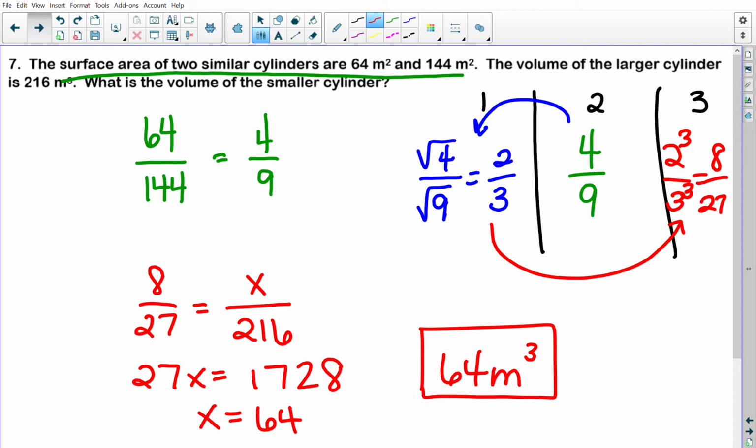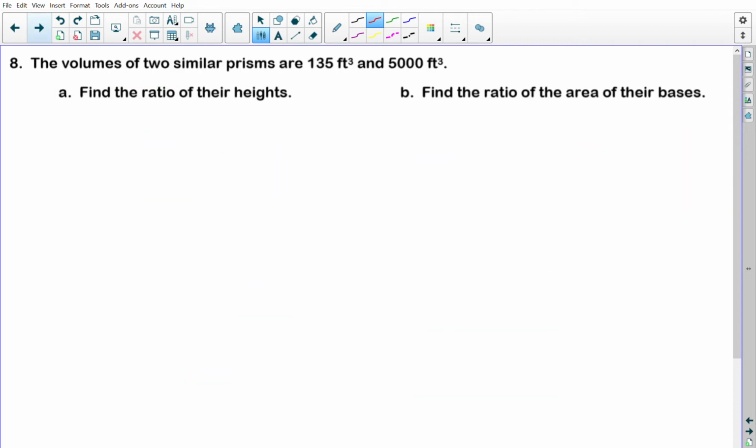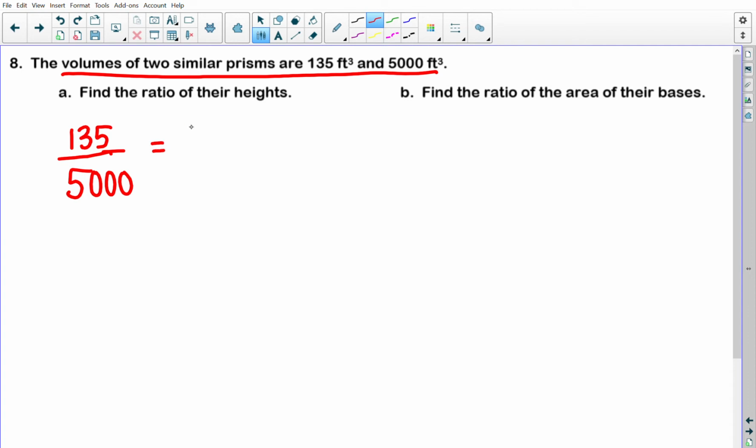All right. So now they're telling me the volumes of two prisms. I don't even know what shape they are. I just know that they're prisms, and the volumes are 135 and 5,000. So that is a third degree ratio. So I'm going to go ahead and set that up. I always like to reduce. So let's go ahead and do that. And when I do that, I get 27 over 1,000.